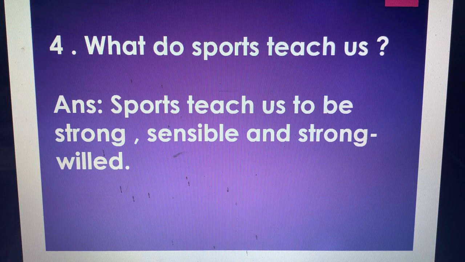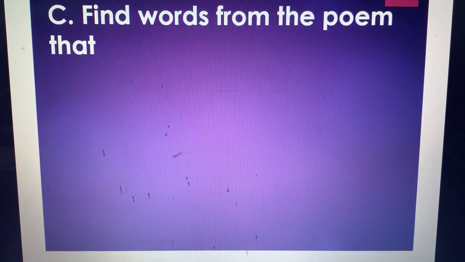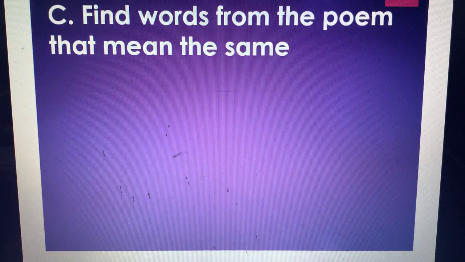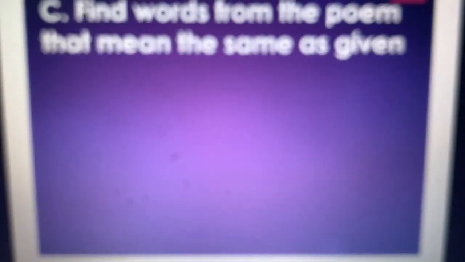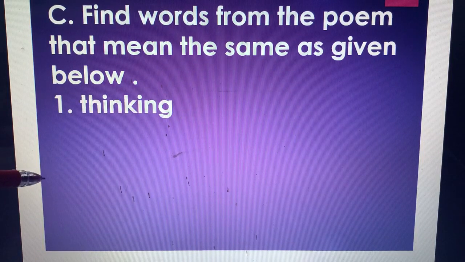We should always be willing to do the hard things. So the next question, this is the C part. In C part, let us see what you need to do. Find words from the poem that mean the same as given below. So these are the words you need to find from the poem.